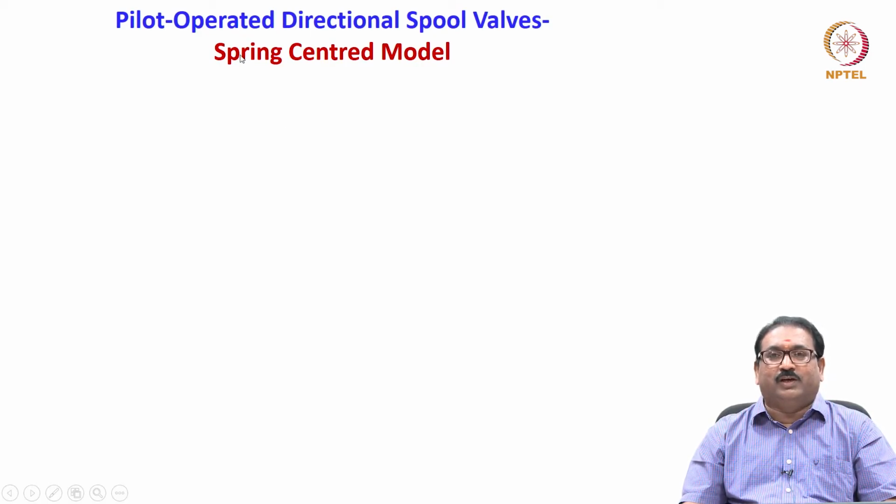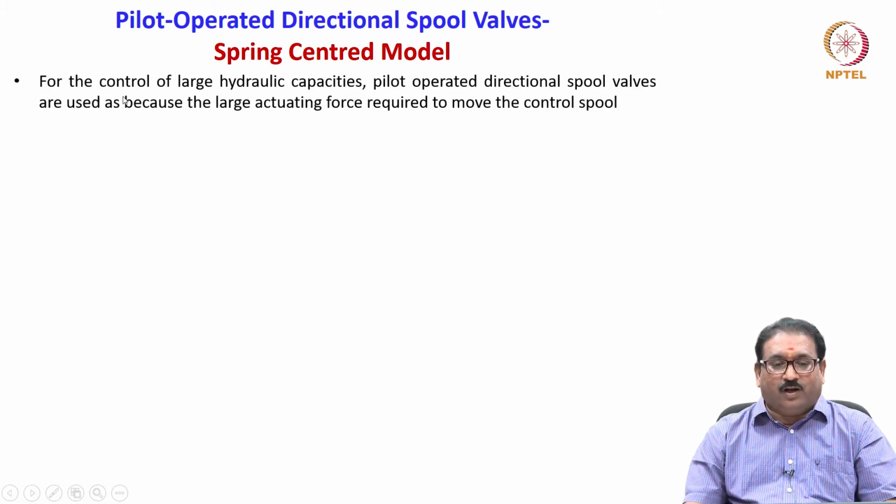Quickly we will move on to the pilot operated directional valves. I already told you pilots are the signals to move the spool valve. How it is, we will see. There are different categories. Now I will show you the spring centered model. For the control of large hydraulic capacities, pilot operated directional valves are used because a large actuating force is required to move the control spool.